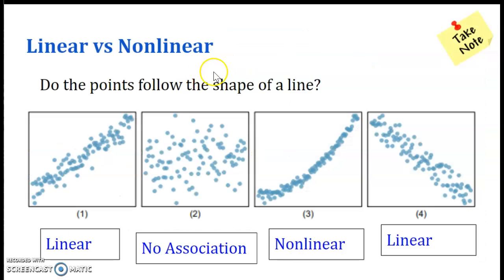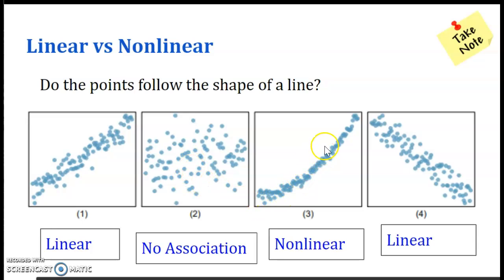Then I would like you to take notes on this. The linear versus non-linear: do the points follow the shape of a line? This is a scatter plot. This will be linear because if I was to draw a line, it would be a straight line. There is no association here because it just looks very random.